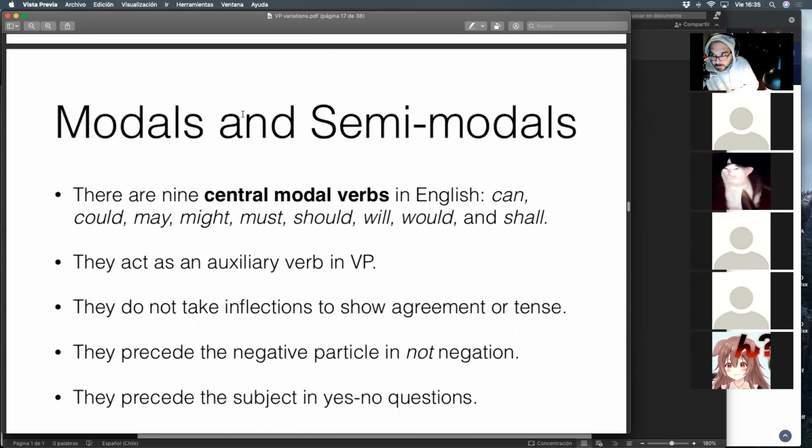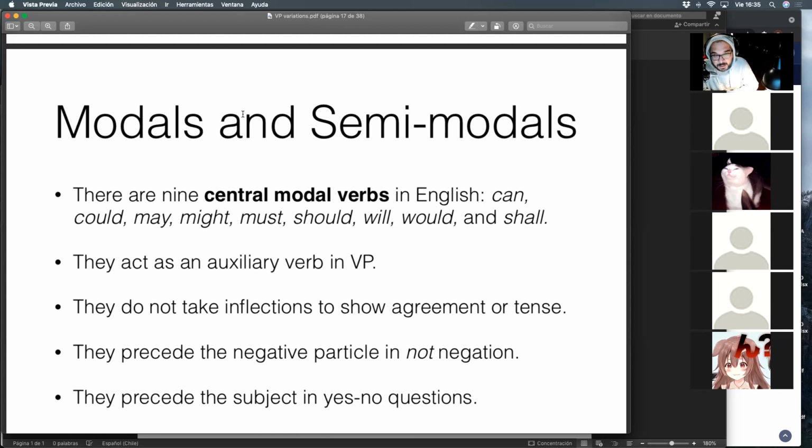Okay, modals and semi-modals. Now we are going to move to another variation, modality. There are 9 central modal verbs in English. They call them central modal verbs. Why? Because you have semi-modals. Okay, central modal verbs in English. They are can, could, may, might, must, should, will, would, and shall.